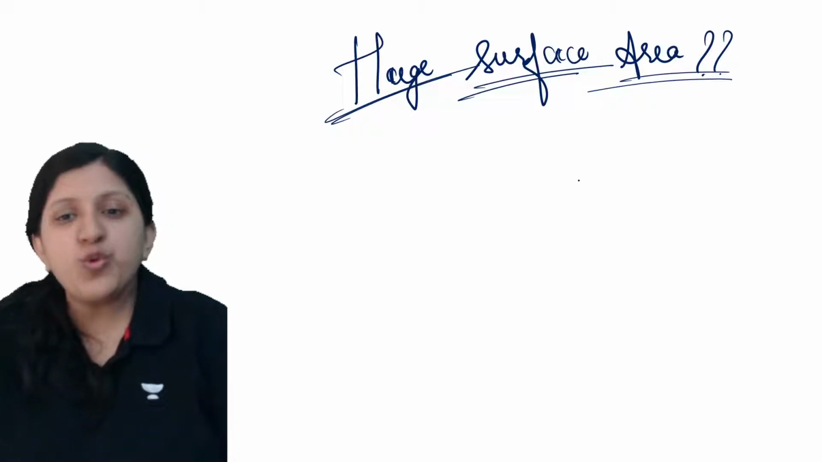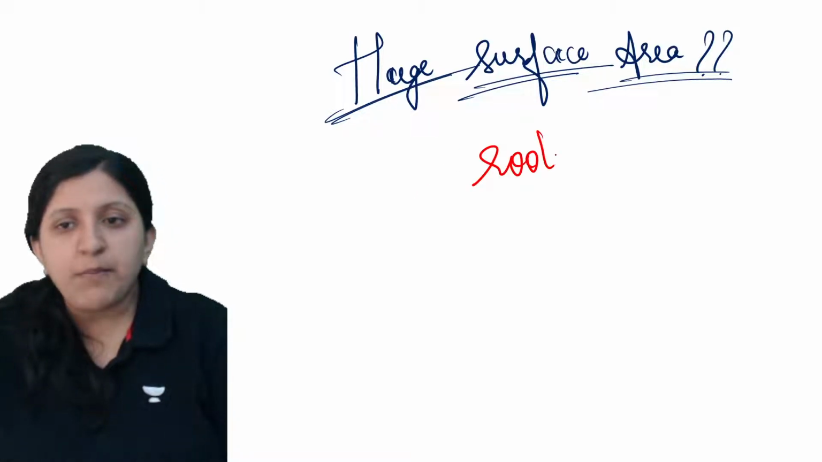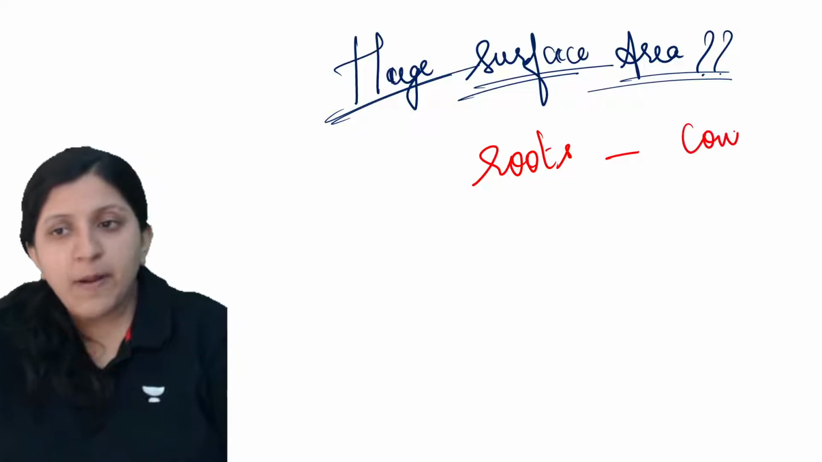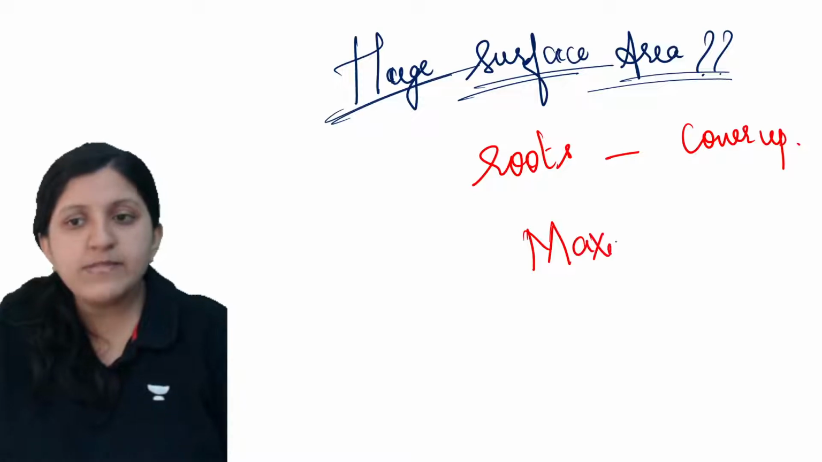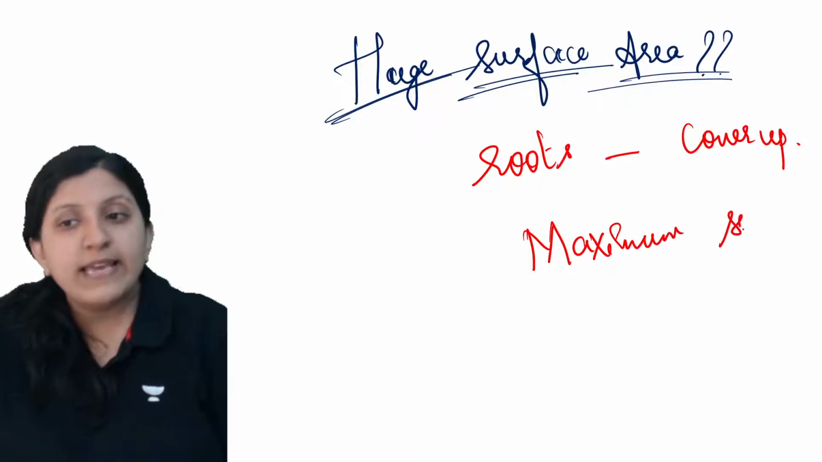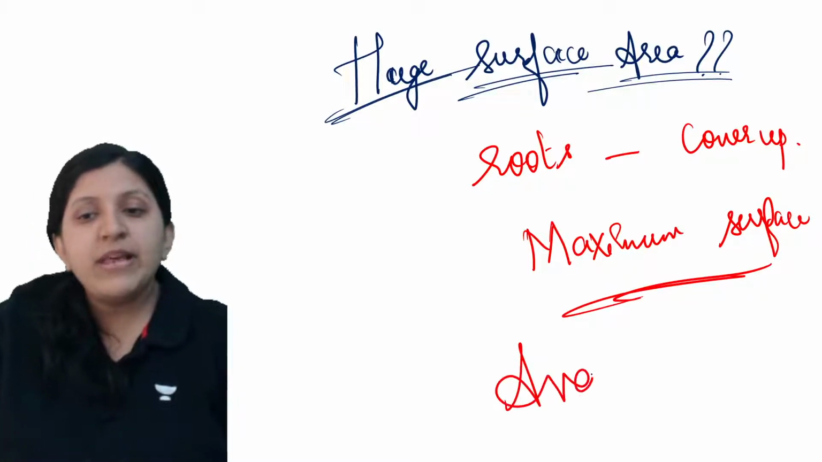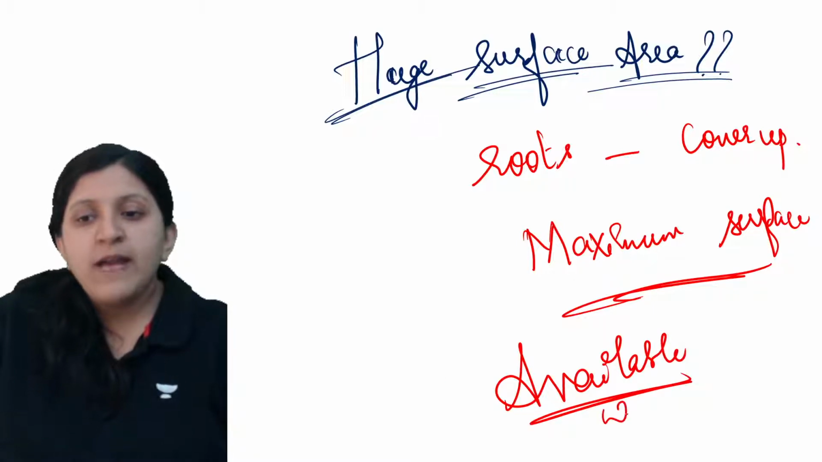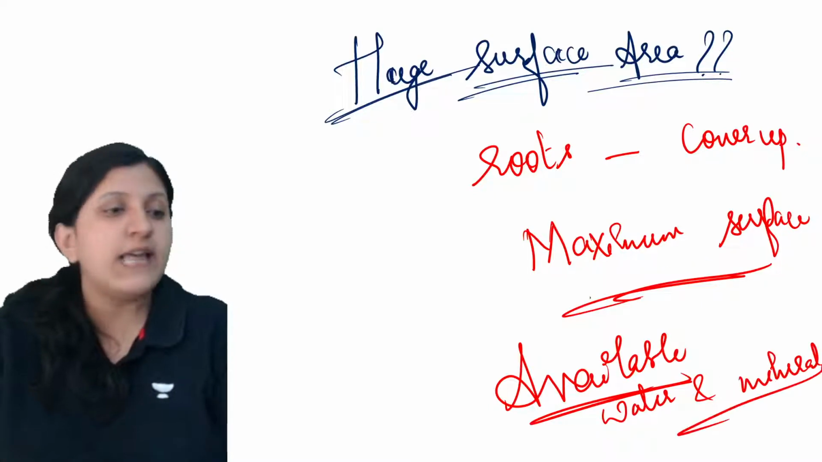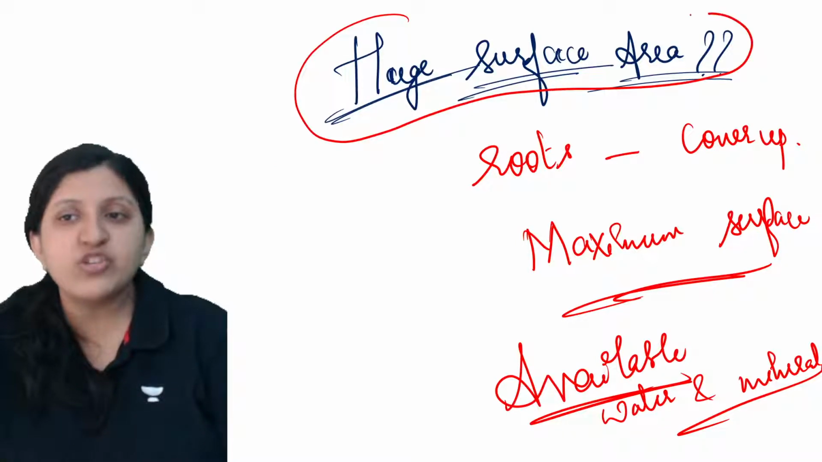That means the root which is growing in the soil is going to cover up the maximum surface, so that it can take the possible water and the minerals that are available at that particular site. That's the reason you can see that the roots go on spreading. So a huge surface area is required.